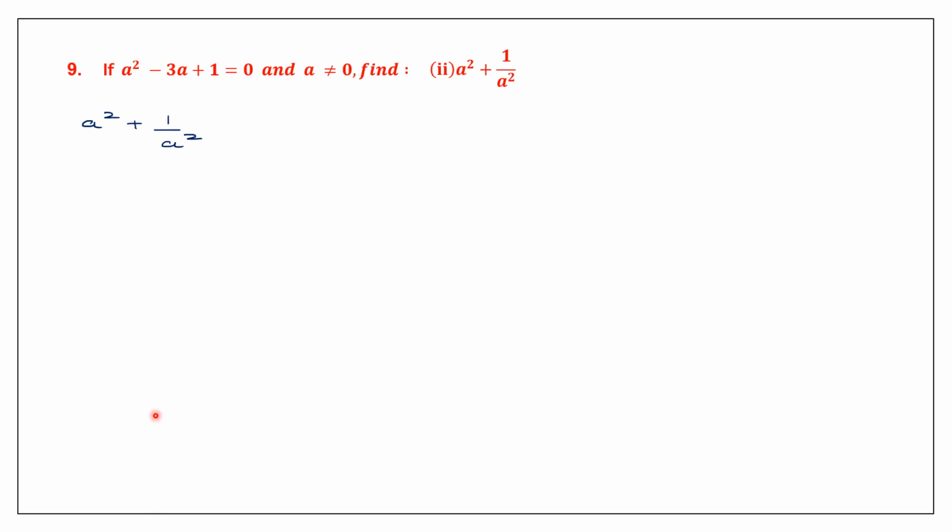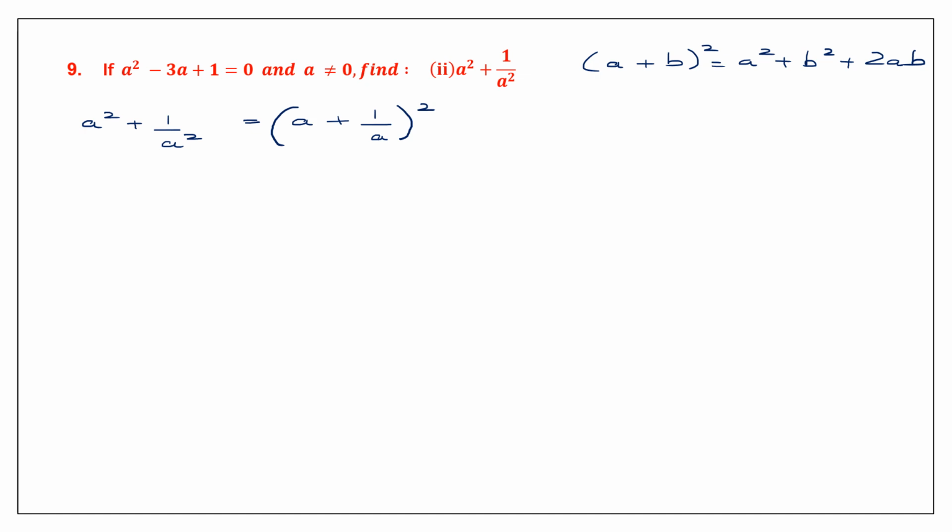Now we can consider this as a plus b the whole square. So this can be considered as a plus b, where b is 1 by a, the whole square. In that case, we have to apply this identity, and that will be, now this is a plus b the whole square, which is a square plus b square plus 2ab.